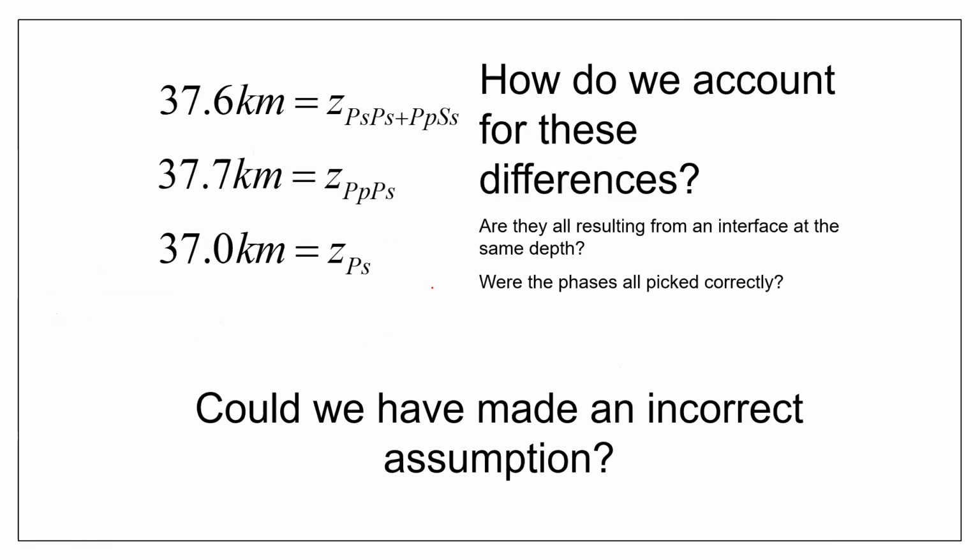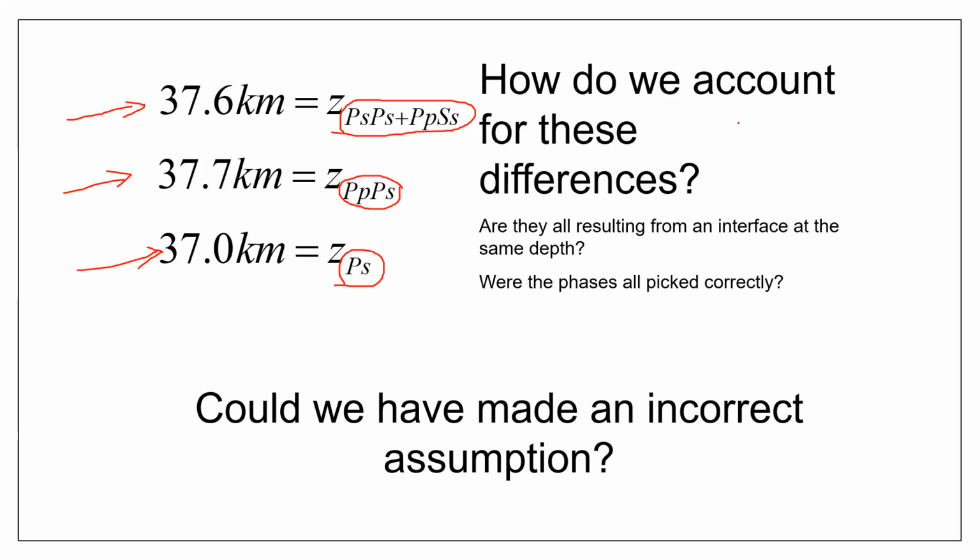So from the arrival time of the PS phase, the PPPS phase, and the P2S converted phases, you are getting three different values of Z. This is the depth of the contrast from which the conversions are happening. So how do we account for these differences? Are they all resulting from an interface at the same depth, or were the phases all picked correctly? There can be many possibilities why these depths are coming out differently.